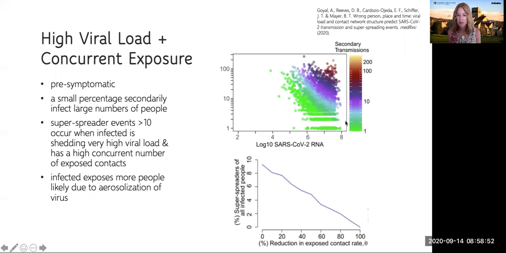And then what we see is that when the percent of super spreaders of all infected people on the left in the lower graph is high, then the percent reduction in exposed contact rate, meaning there's high occupancy, is also high. And if you can reduce the occupancy, then you also can reduce the percent of super spreaders of all infected people, and then your probability of having a super spreading event goes quite down.